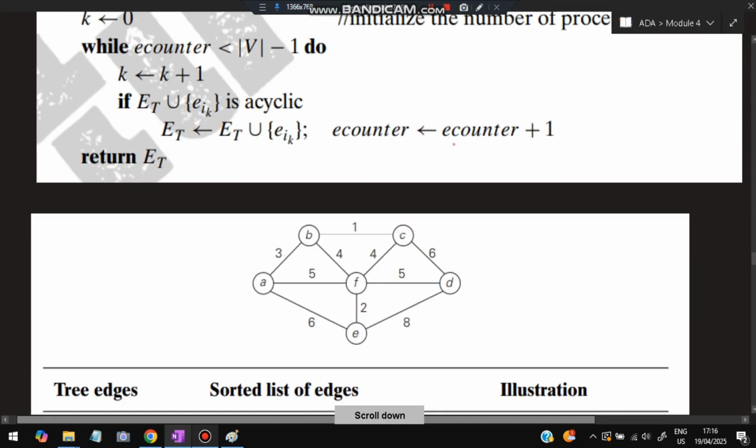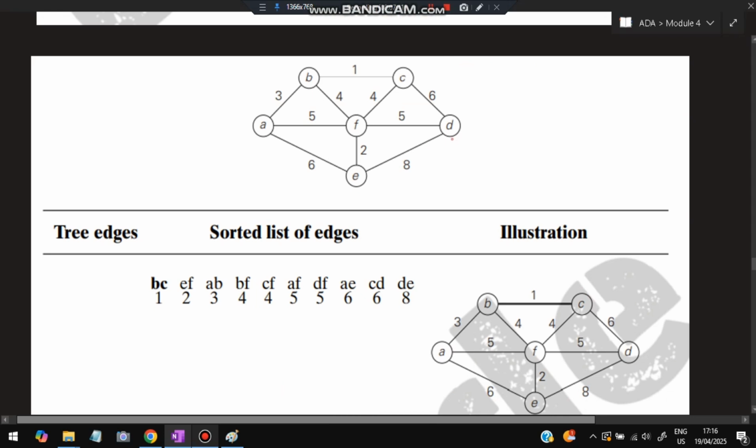Okay, so this is the algorithm, and in this case you will be arranging the edges according to increasing order. So one is smallest, BC, right? So BC I'll be writing, and one is smallest. Then 2 cost, FE. So FE or EF, whatever. So I'll be writing 2 here.